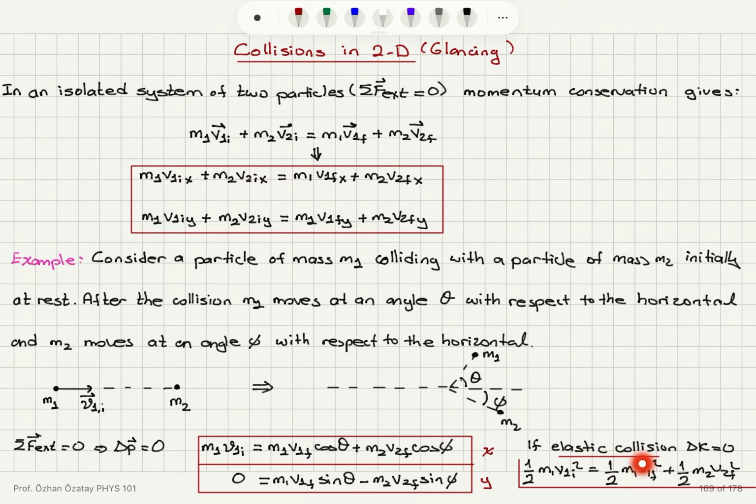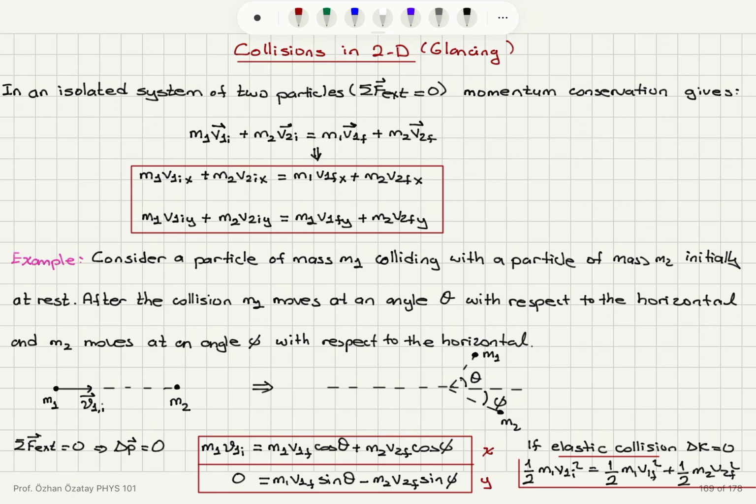If the collision is elastic, we can also write kinetic energy conservation. This would imply 1/2 m1 v1 initial squared. This is the kinetic energy of m1 initially. m2 doesn't have kinetic energy. Final kinetic energy is 1/2 m1 v1 final squared plus 1/2 m2 v2 final squared.